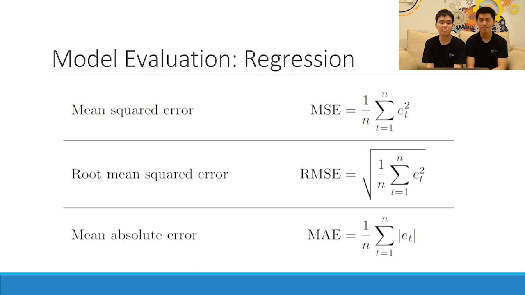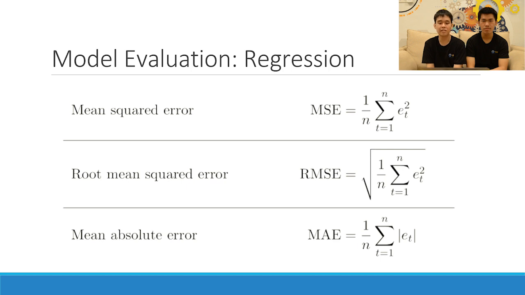Lastly, we will discuss model evaluation, which tells us how well the model is performing. In regression, we usually have 3 different metrics. The first one is MSE, which stands for mean squared error. The second one is RMSE, which is root mean squared error, and lastly is MAE, which stands for mean absolute error. The e_t in the equation means the difference between the actual value and the prediction.